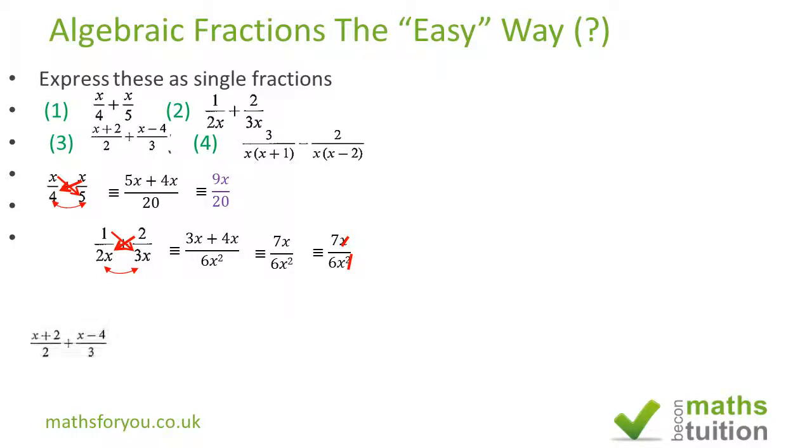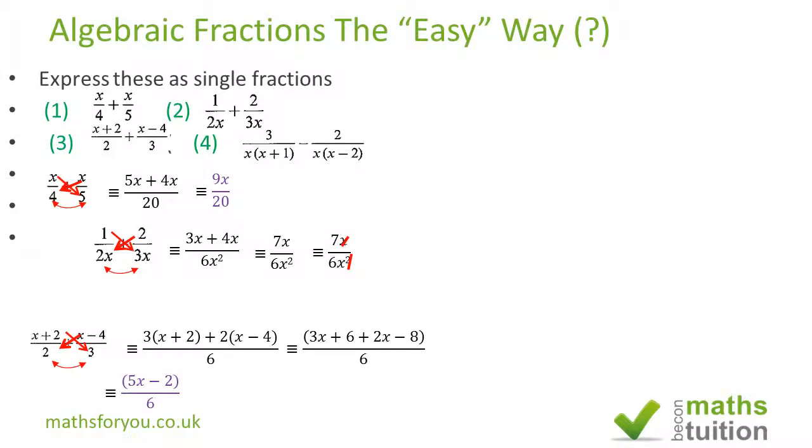Okay, now number 3, similar thing again. 2 times 3 is 6, and then cross multiply. We end up with 3 into x plus 2 there, plus 2 into x minus 4. Open up our brackets, we end up with 3x plus 6 plus 2x minus 8. If we collect like terms, we end up with 5x minus 2 over 6, and there we stop.